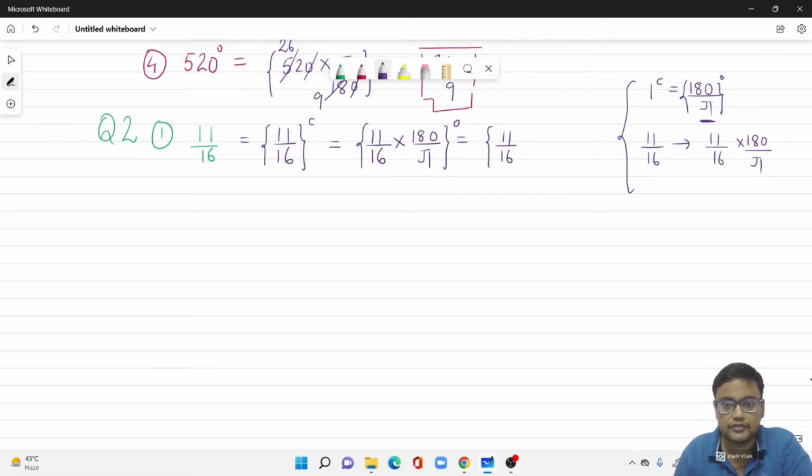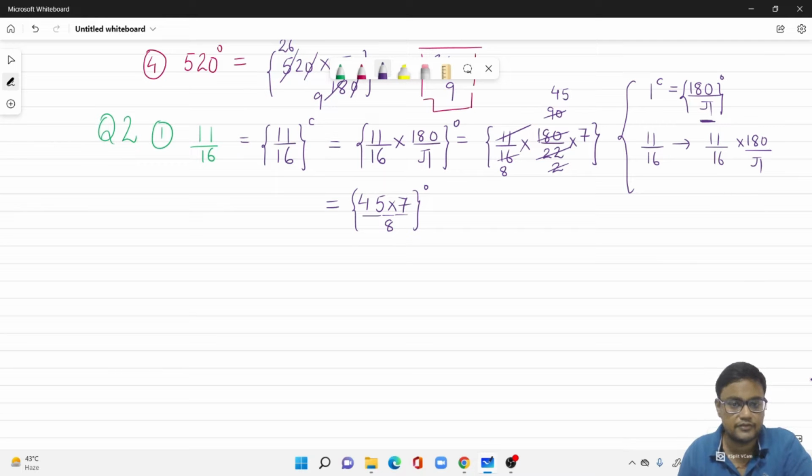So 11 upon 16 into 180 over 22, and by the nature of multiplication division it will go on the top. So 11 2s are 22, right? Then this 2 cancels out, 180 90 times, and then you can see the presence of some common factors. So finally the result is 45 into 7 over 8 degrees. 7 5s are 35, 3 is 28 and 3 is 31. Further you can divide and obtain the right answer.